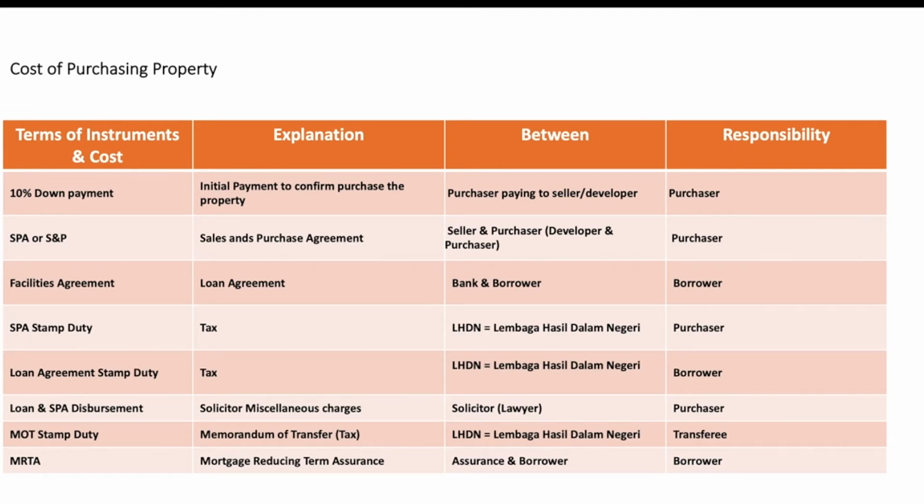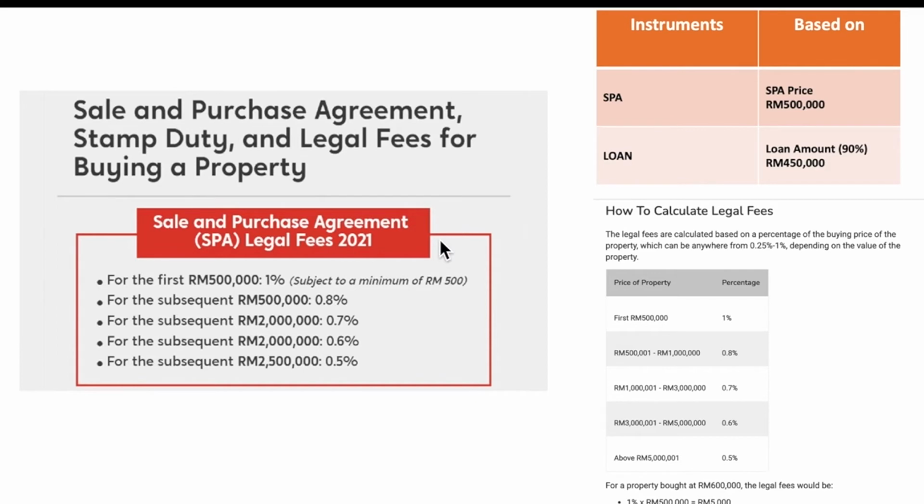Later will come into calculations. So let's talk about how to calculate the sales and purchase agreement. Of course, nowadays we have apps, so much easier for us to calculate. So this is the scale of fees by Bar Council 律师公会.